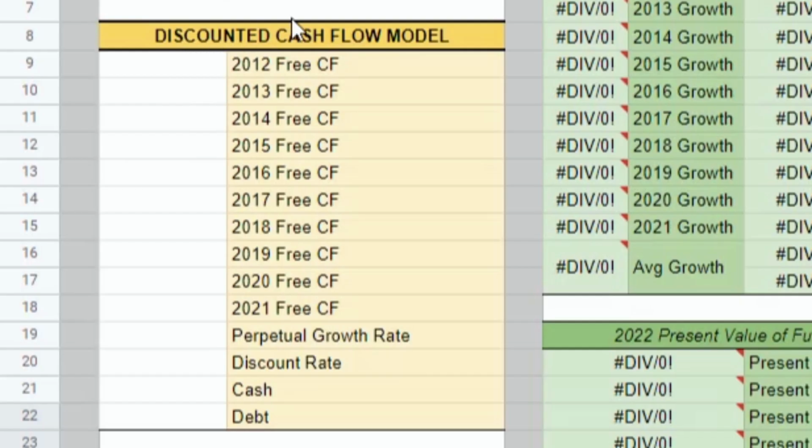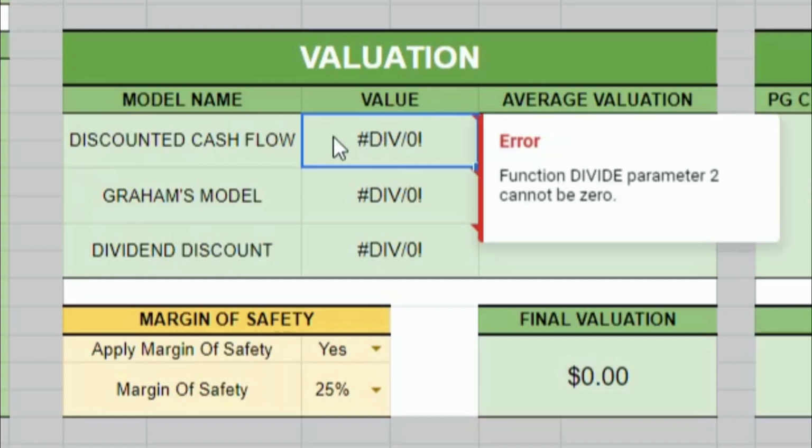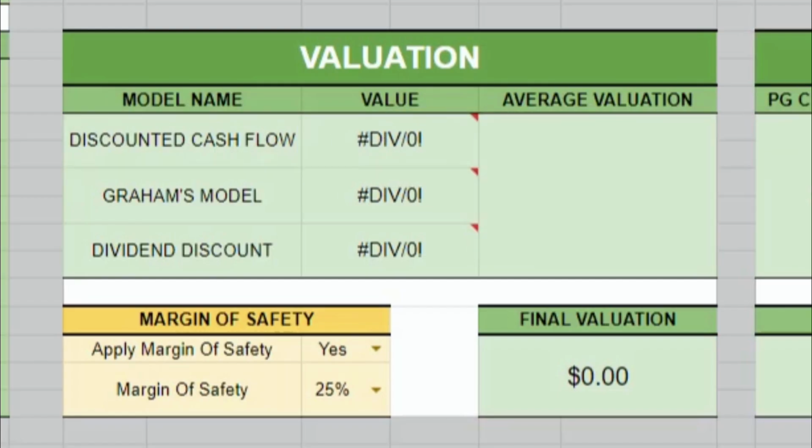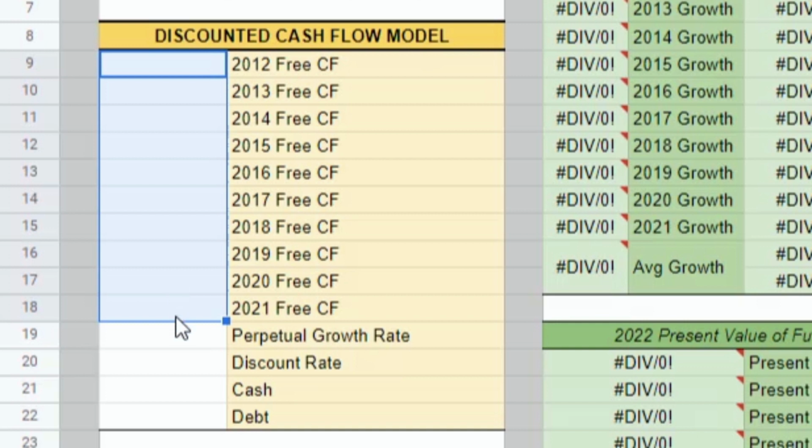So for the discounted cash flow model, we have to find the free cash flow numbers, apply a perpetual growth rate and discount rate, and then put in their cash and debt numbers, and then come out with a final valuation for discounted cash flow. So first off, if you want to follow along with this spreadsheet, you can download it over on Patreon and follow along. So where are we getting these free cash flow numbers?